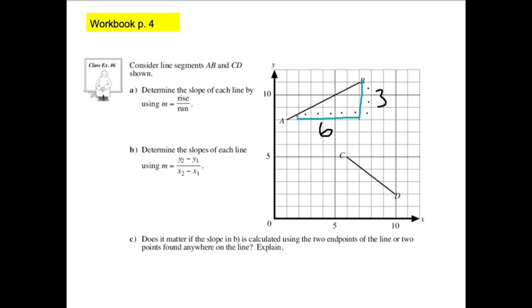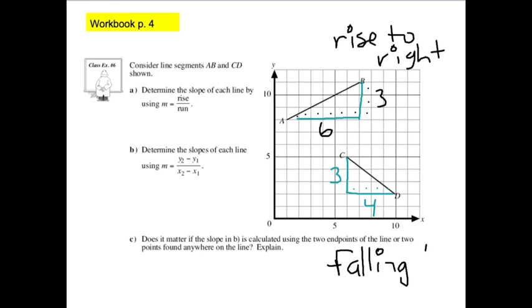For triangle CD, again, make yourself some rise over your run. Okay, so that's going to be 3, and 1, 2, 3, 4 is going to be 4 as your run. Now, of course, keeping in mind, for A and B, we were rising to the right. For CD, we're falling to the right. So it's not really a rise, it's going to be a negative rise because we're actually falling.